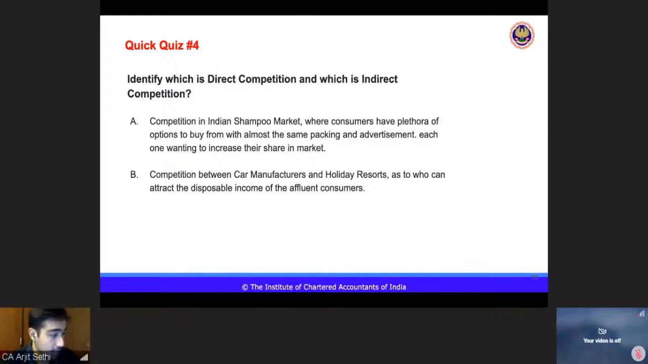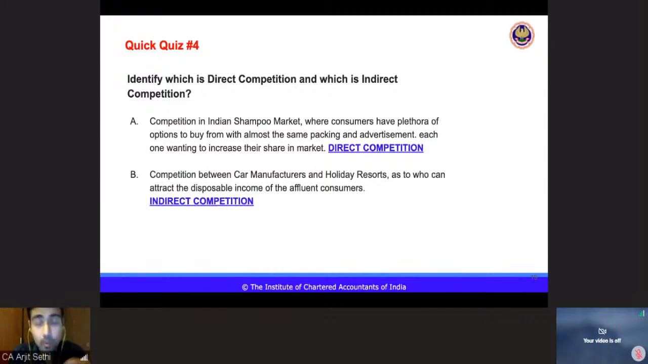Wonderful, wonderful. Okay. So most of you are saying A is direct and B is indirect. And a lot of you are also saying that A is indirect and B is direct, right? So I think I win in this question because this smart group of people is wrong in this. Okay, so we will quickly discuss. The correct answer is option number A is direct competition. Option number B is indirect competition.